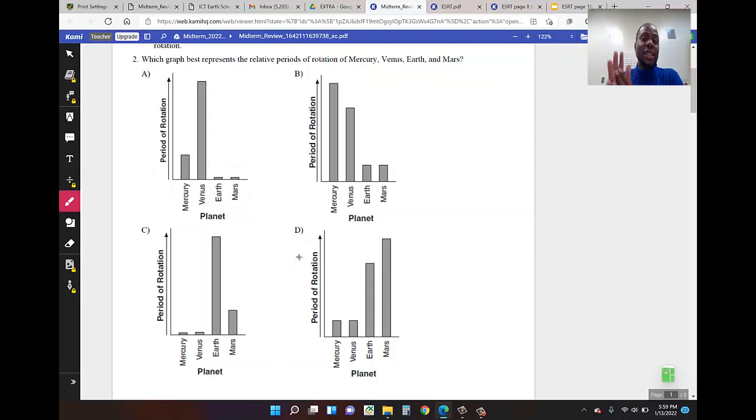Okay, so the question is asking which graph best represents the relative period of rotation of Mercury, Venus, Earth, and Mars. So we are looking at the terrestrial planets. These 4 planets are the terrestrial planets: Mercury, Venus, Earth, and Mars. And we're looking at the period of rotation of each of them. So these are the keywords there: period, relative period of rotation, and these are the 4 planets that we are looking at. So I'm going to go back.